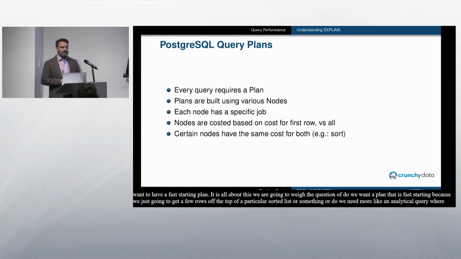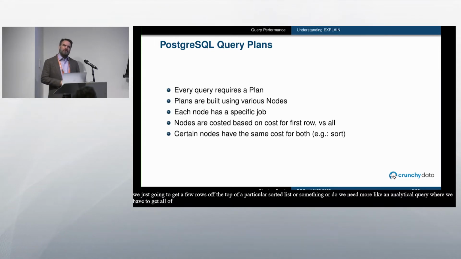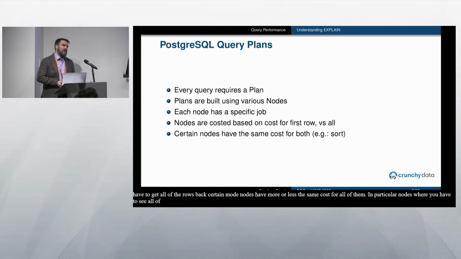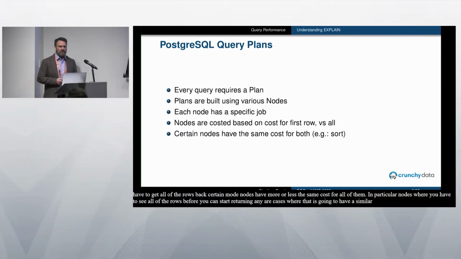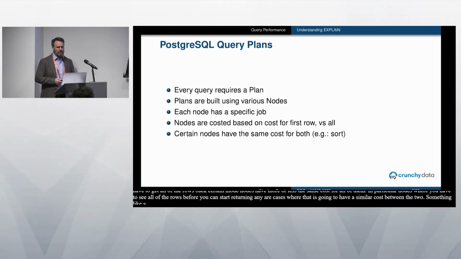Certain nodes have more or less the same cost for both of them. In particular, nodes where you have to actually see all of the rows before you can start returning any are cases where that's going to have a very similar cost between the two, something like a sort operation. And we'll talk through a bit of that in a minute.